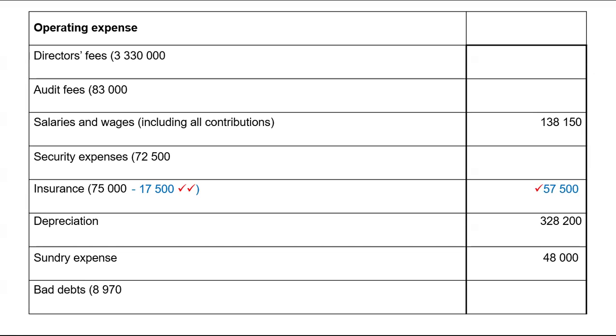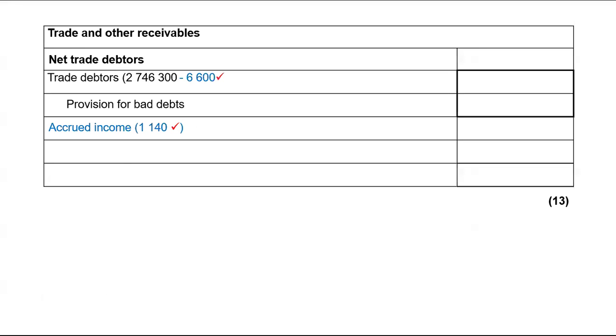All right. At the same time, that 17,500 rand, we turn it into an asset. From being an expense to being an asset, converting an expense to an asset. Because we have paid for it in advance, it will be recorded in trade and other receivables as prepaid expense. 17,500 it is. All right. Let's go to the next one.